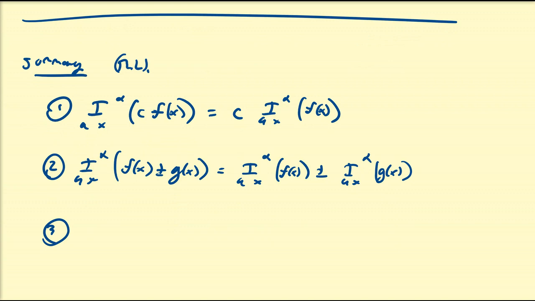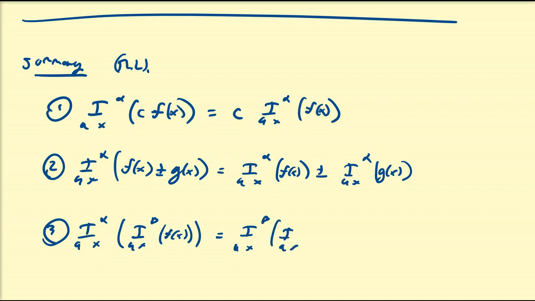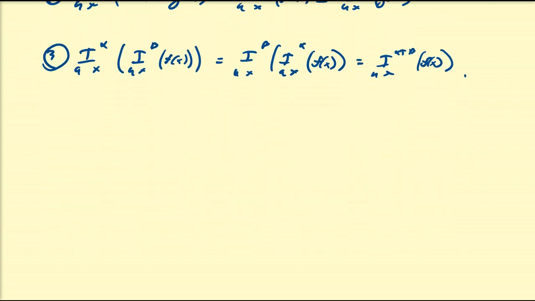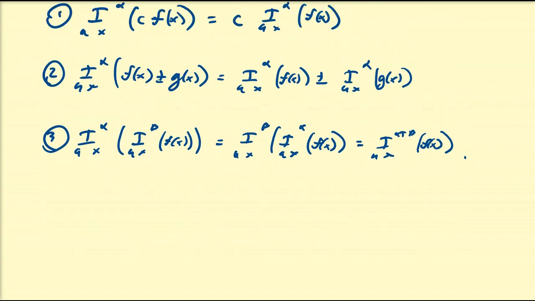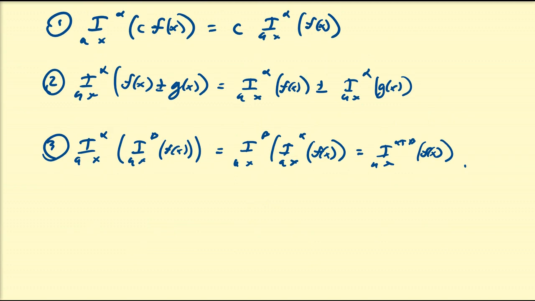And this third property, which is very, very useful: I^α of I^β of f(x) is equivalent to finding I^β of I^α of f(x), which is just equal to I^(α+β) of f(x). So combining these properties, there's one important observation that we need here.